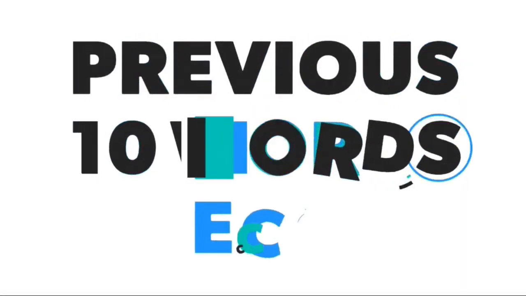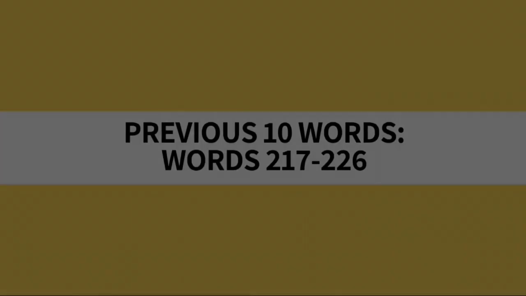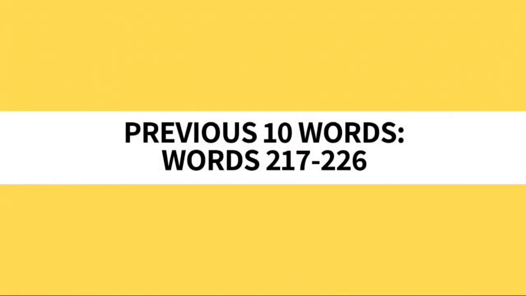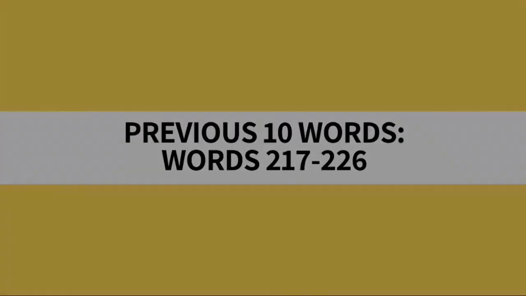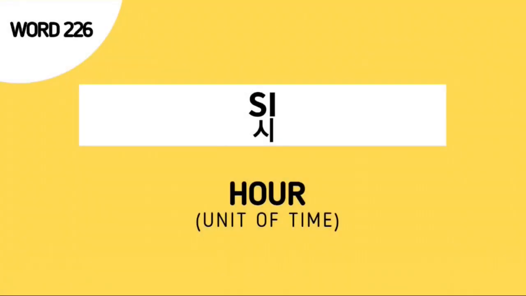Now let's proceed to the previous 10 words recap. As of now, the previous 10 words are words number 217 to 226. But don't forget our word for today, word number 227, bun, which is the unit of minute. If bun is the unit of minute, word number 226 is shi, which is the unit of hour.